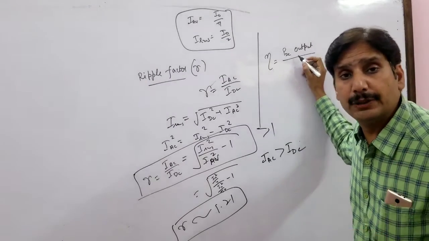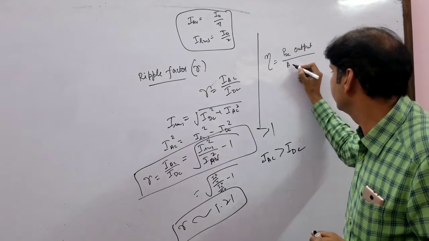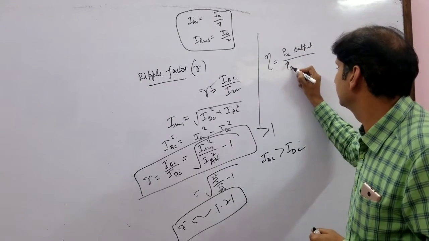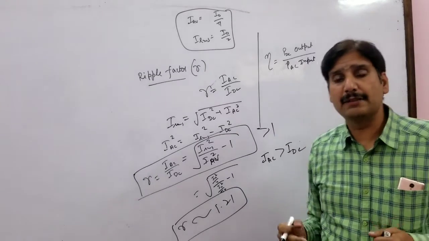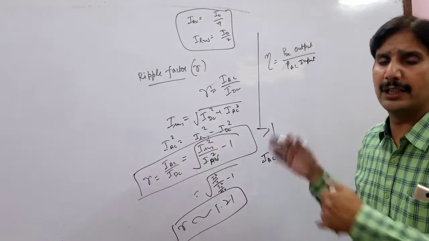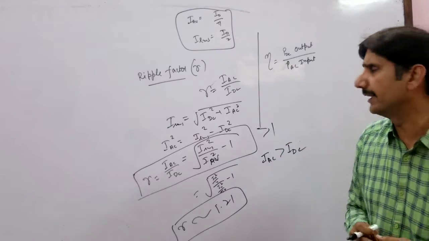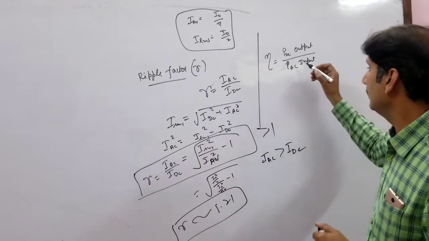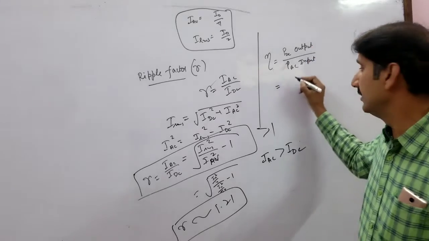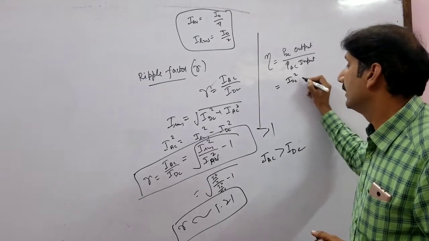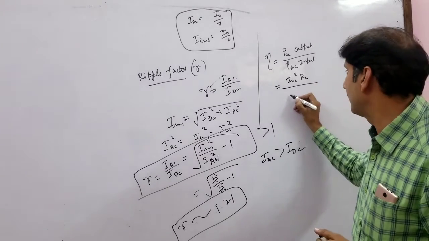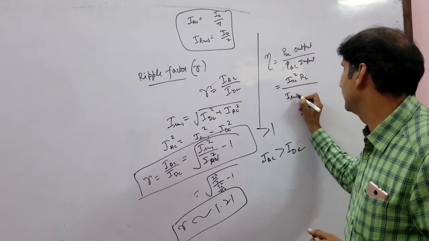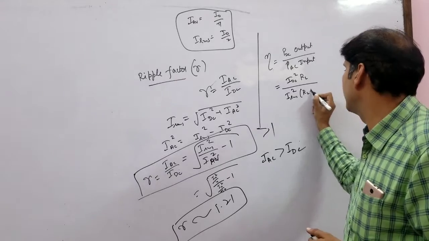DC power output to AC power input, and if you want it in percentage, just multiply it with 100, no problem with that. Now, what is the DC power? It will be IDC square into RL divided by what is the AC power? AC power will be IRMS square into RL plus RF.